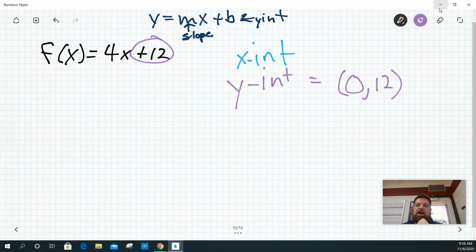So now, how do I find the x-intercept? Well, the x-intercept always occurs when y equals 0. And remember that we use function notation, but this is the exact same as y equals 4x plus 12, right? We're talking about an output value. So f of x is the same as y. When I use f of x, I'm letting the reader know that this is actually a function, not just any old equation.